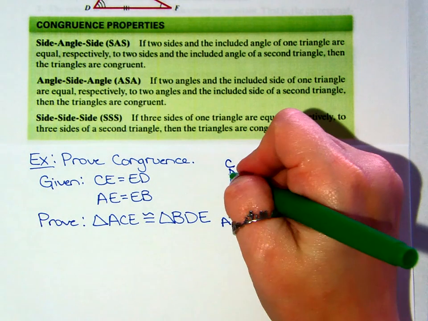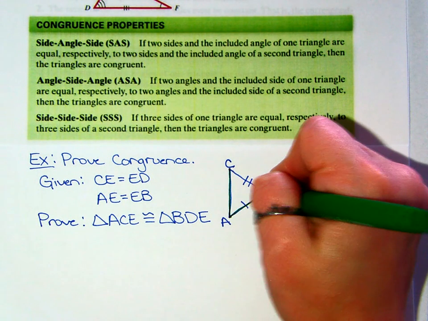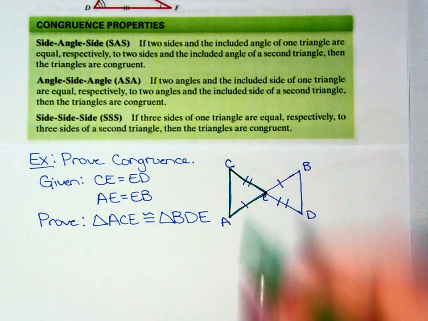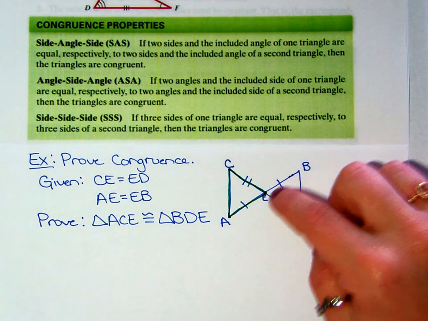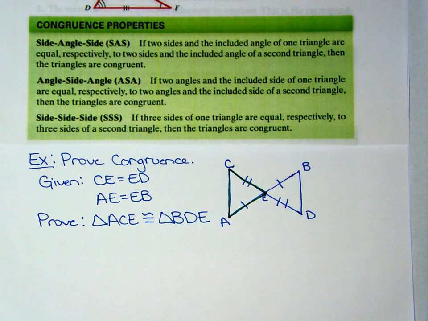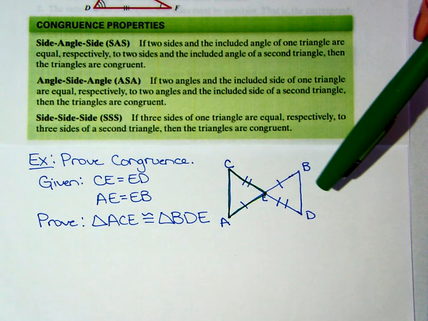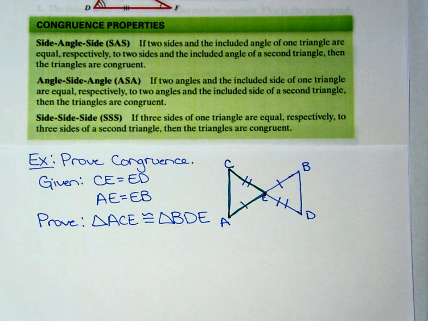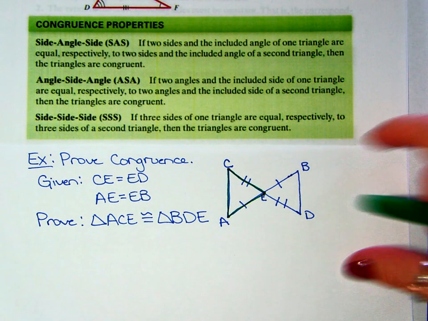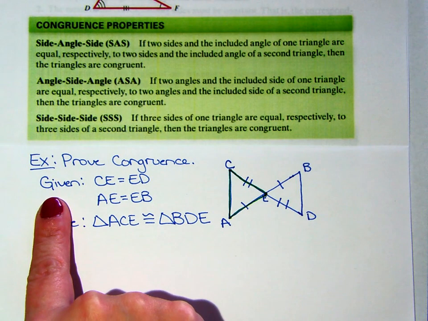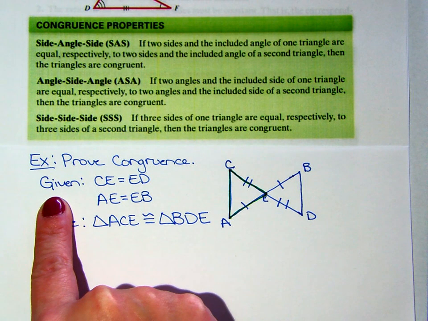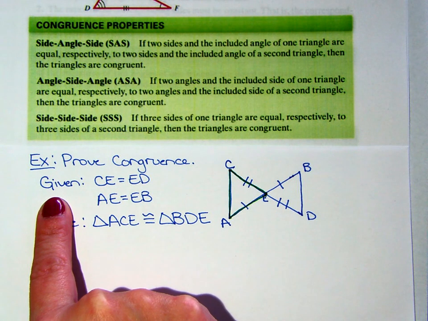But hopefully you can see that we do have triangle AEC, this left one, and we have triangle EBD over here. Yes, they cross, and that's okay. What we're trying to prove is that triangle ACE is the same thing as triangle BDE. And the only information we have is this picture and the given information that they will list out, or at least some of it, that they really want you to pay attention to.